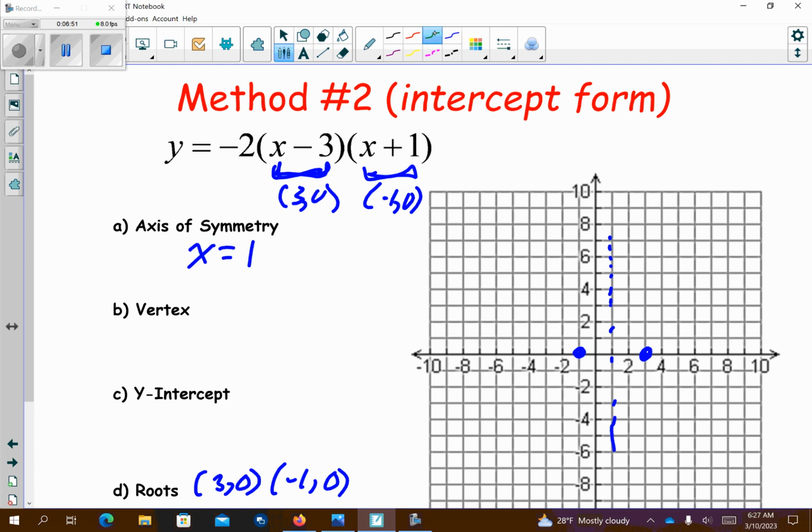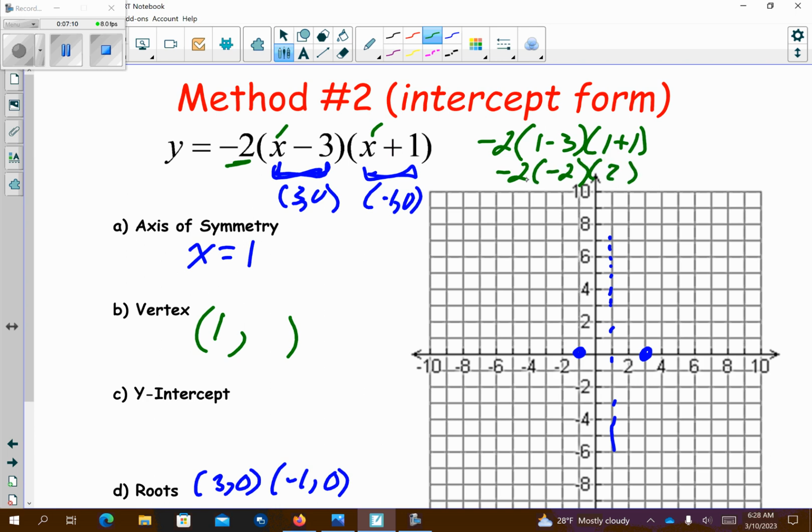We know that our axis of symmetry and our vertex share the x component. Then I'm going to take that 1 and plug it in. I'll plug it in here and here. Keep the negative 2. So negative 2 times 1 minus 3, 1 plus 1. So that's going to give me negative 2, and that's going to give me positive 2. Negative 2 times negative 2 is positive 4. Positive 4 times 2 is 8. So I get to 1 comma 8, which is way up here.